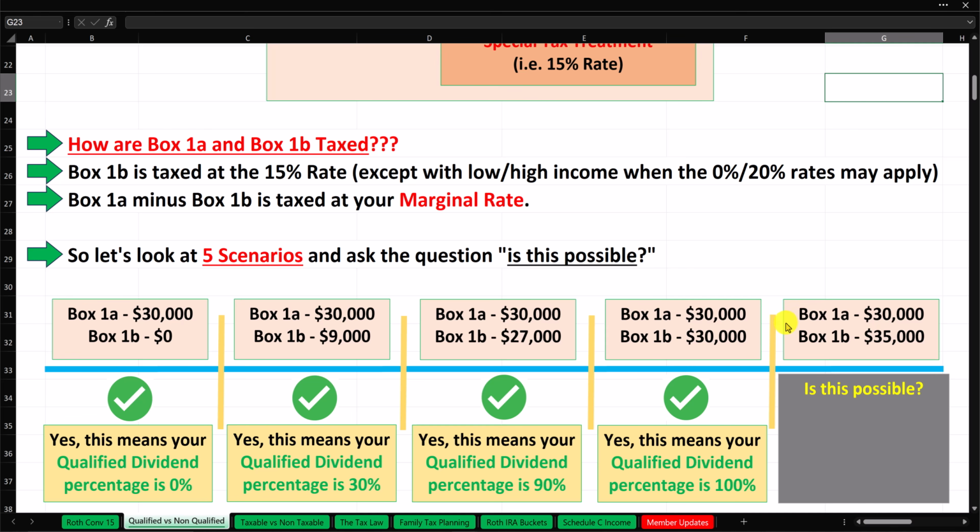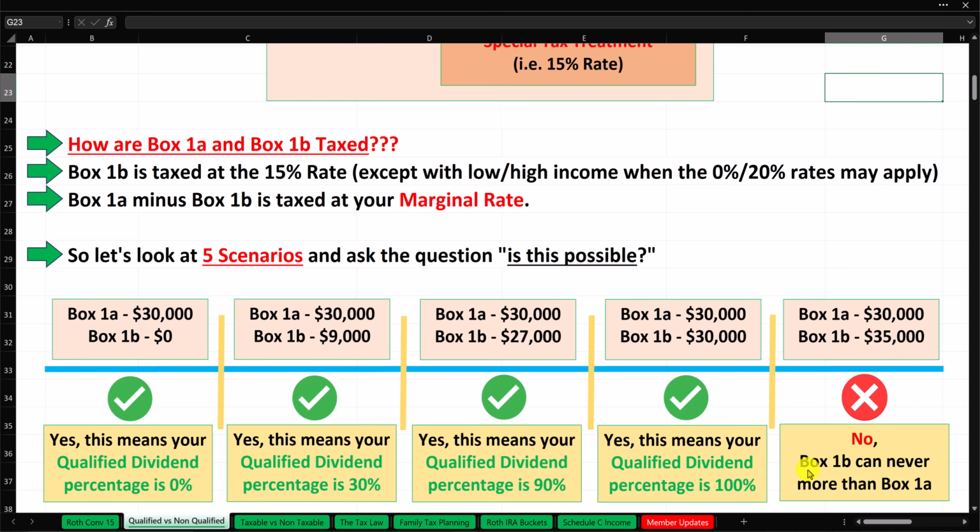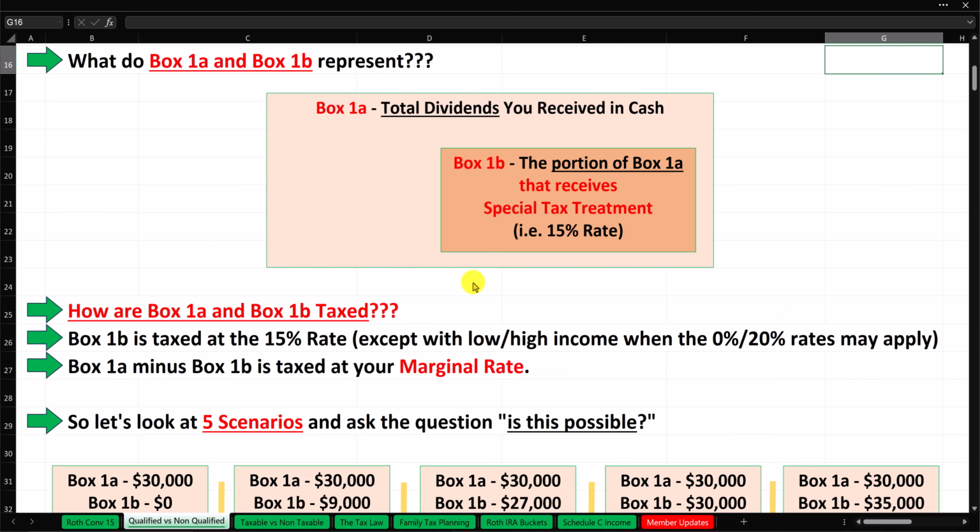And then finally, scenario number 5, box 1A has $30,000 in it, box 1B has $35,000 in it. Is this possible? And the answer is no. Box 1B can never be more than box 1A. Remember what we said right up here.